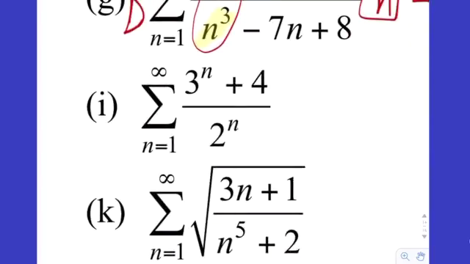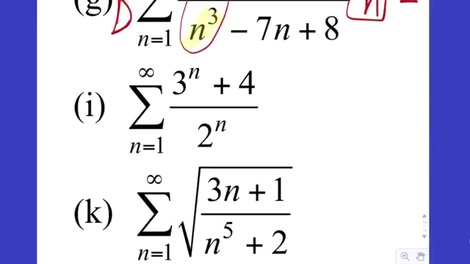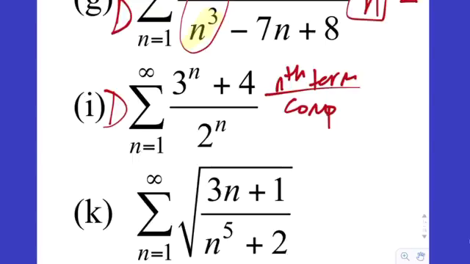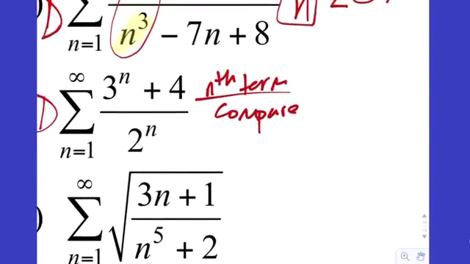Letter I. Diverge or converge? Diverges. What test? Nth term would work, or what? Comparison? Yeah, comparison would work. You would compare to geometric series, 3/2 to the n. Good. I would say limit comparison test.